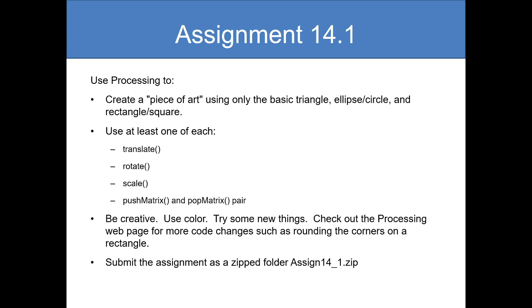So here's your program. Here's your assignment. Create a piece of art. And art at this point in time is pretty much whatever you want to do. But you need to use a basic triangle, ellipse, circle, and rectangle, squares. For each part, have at least translate, rotate, scale, and a push and a pop pair. Be creative. Use color. Try some new stuff. Check out the Processing webpage for things like how to round a corner or how to do a partially filled circle.